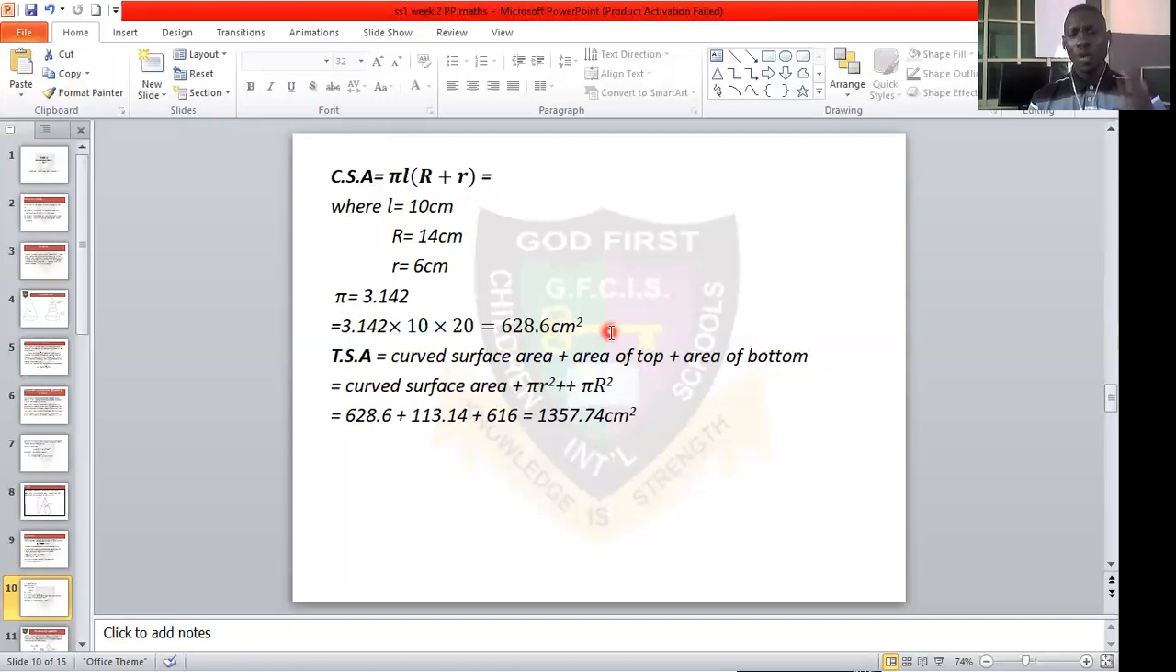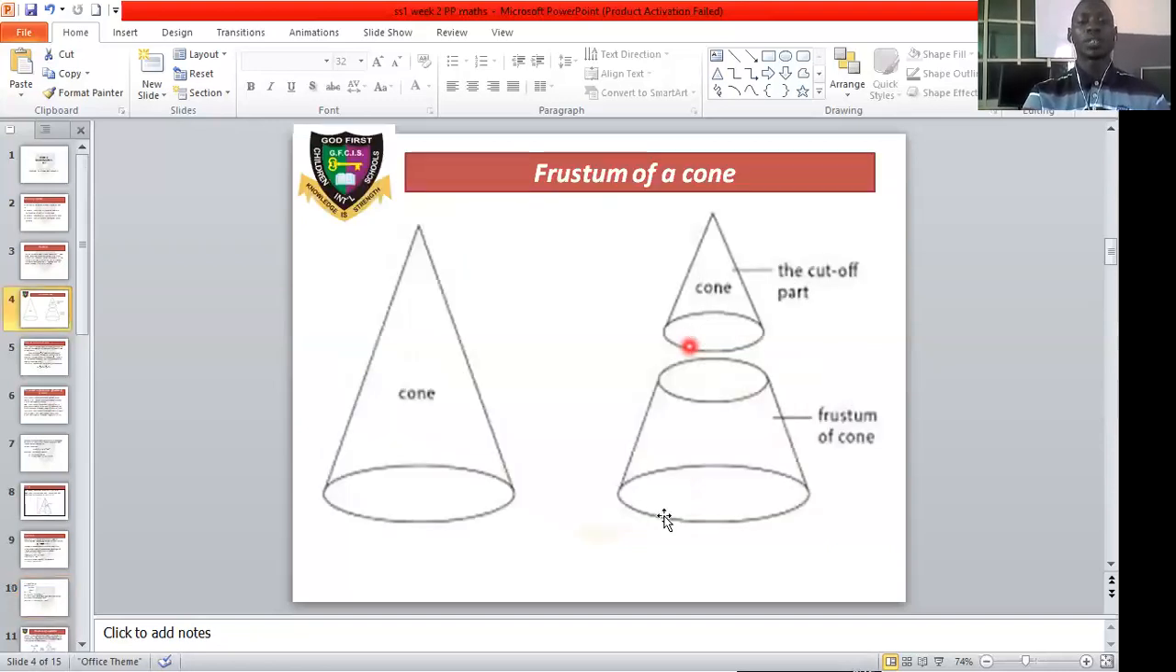So now, we calculate the total surface area. If you want to calculate the total surface area, I've said earlier that it is the sum of the curved surface area plus the area of the top and the area of the base or bottom. In this case, this is the top and this is the bottom. The area of this bottom circle and the area of the top circle, plus the curved surface area, will give you the total surface area of the frustum. So this is the question.